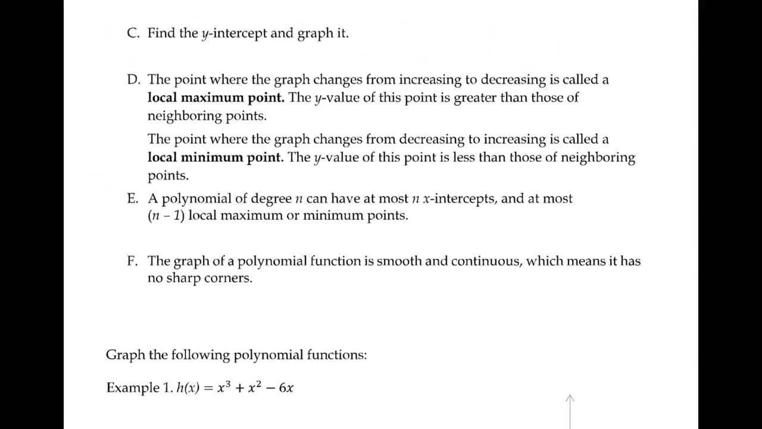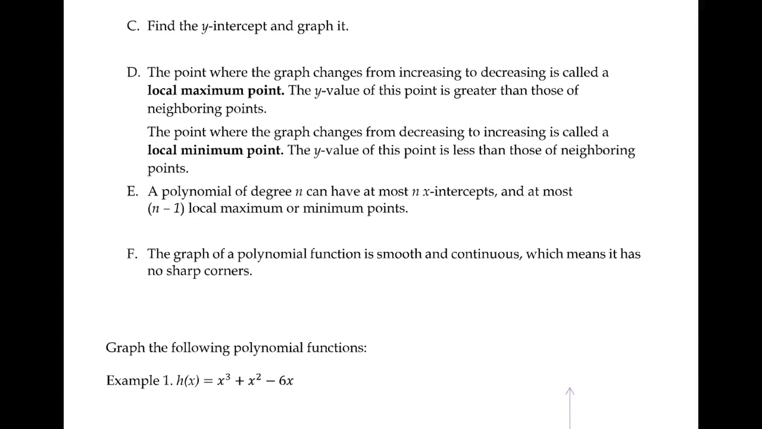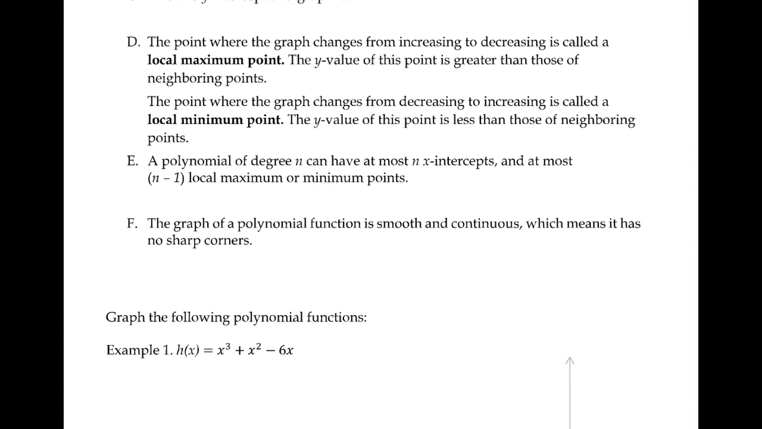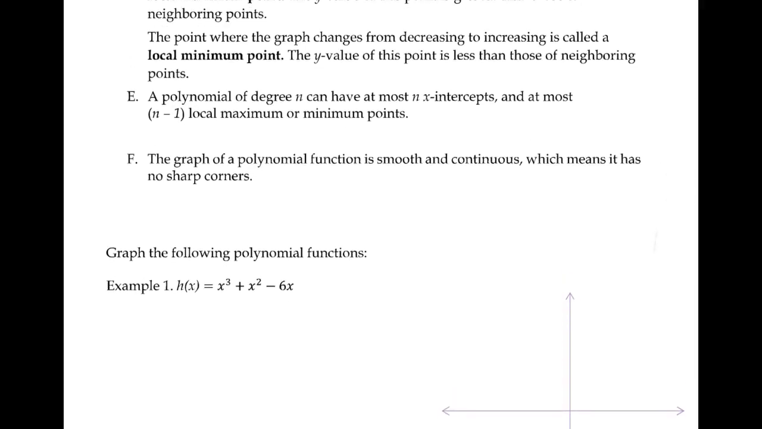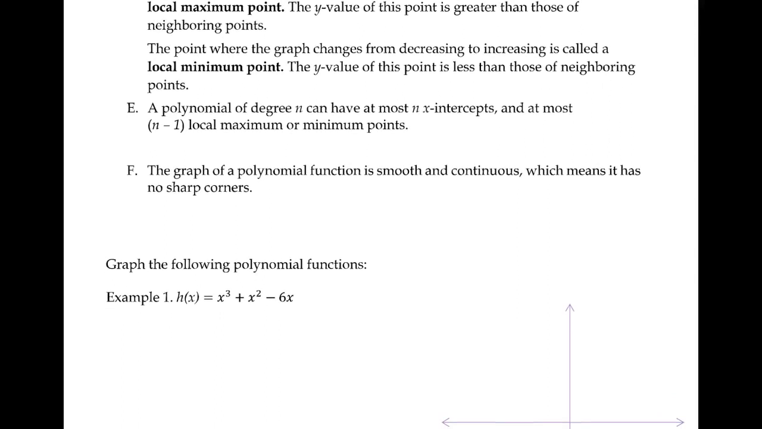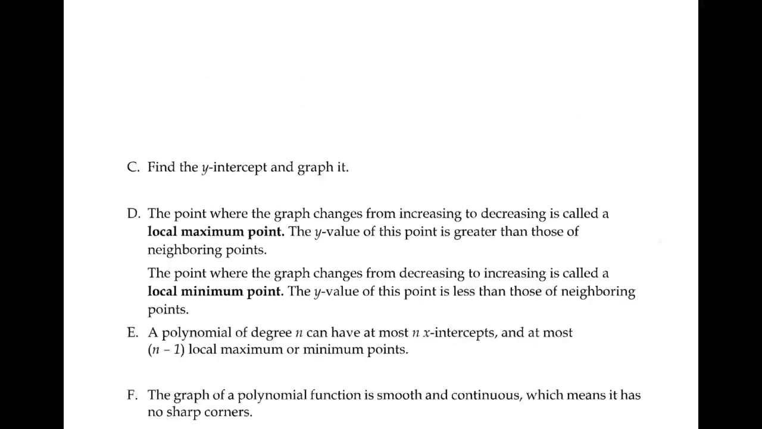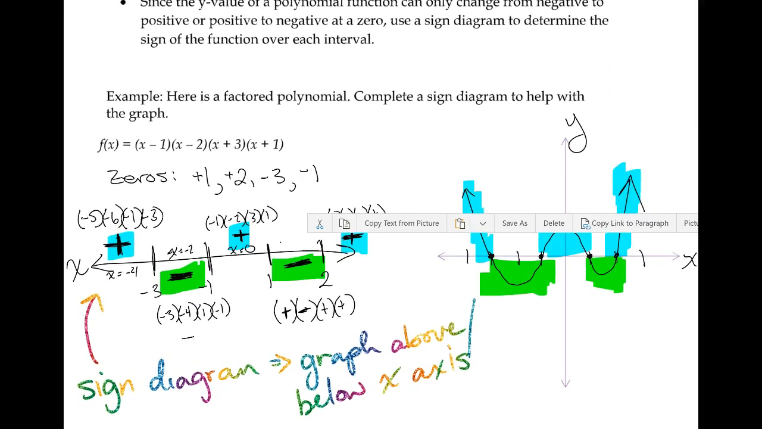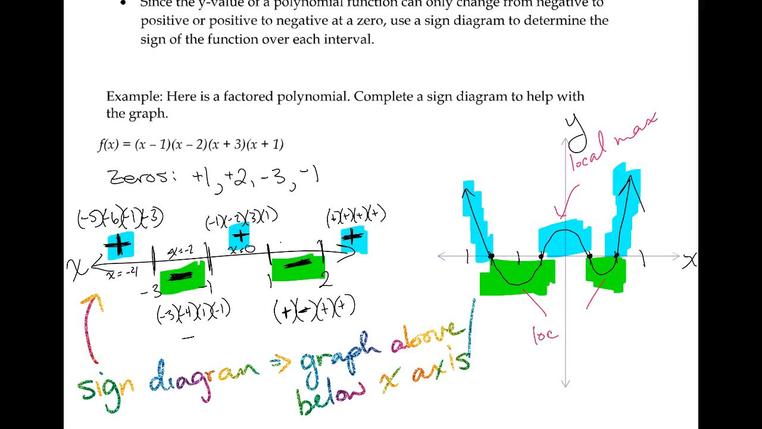Okay. D, find where the graph changes from increasing to decreasing is called a local maximum point. The y value of this point is greater than those of the neighboring points. The local minimum is where the y value is lower than those of its neighboring points. So that's where we see these kind of curves. We've got a local max, and these are both local minimums.